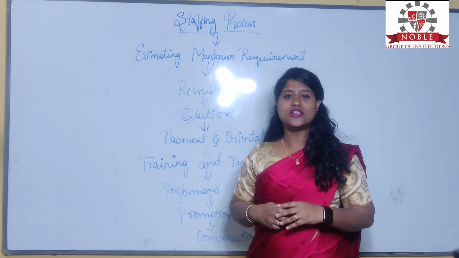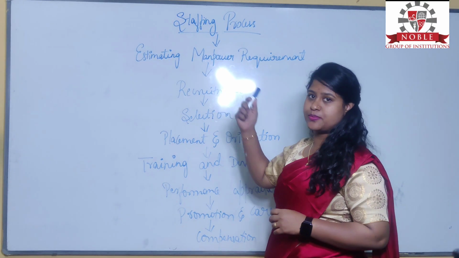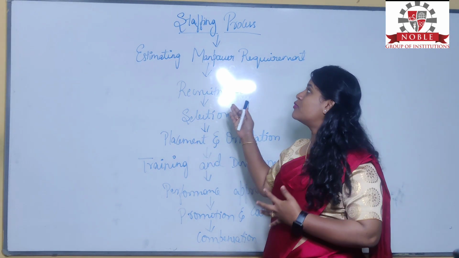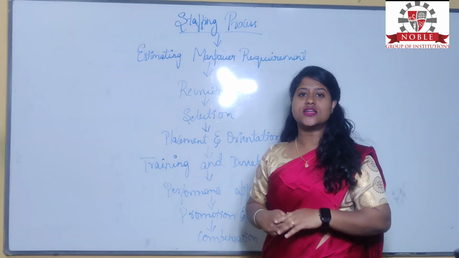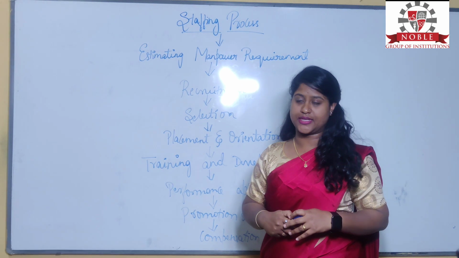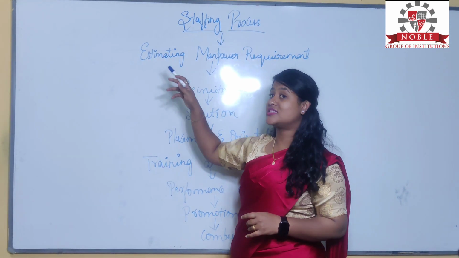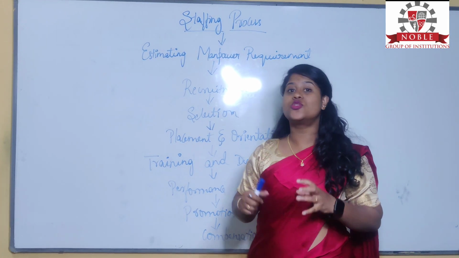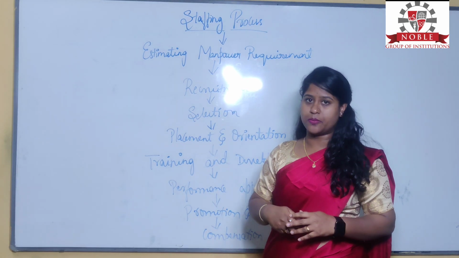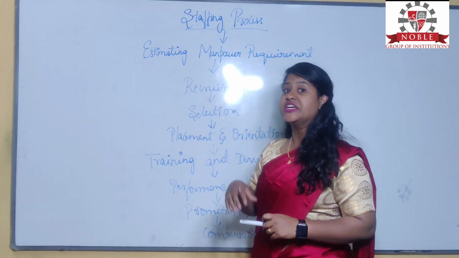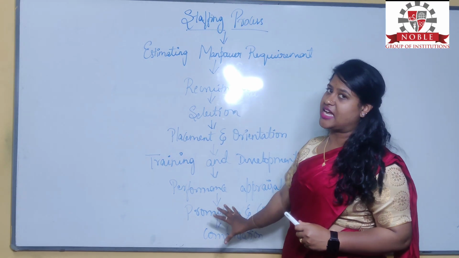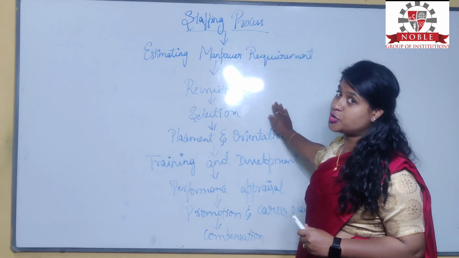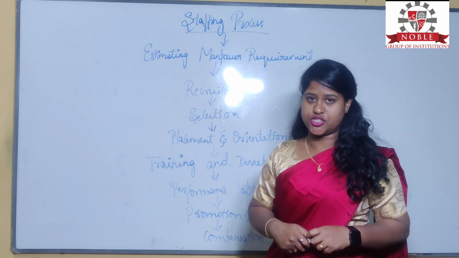Your next important question in 8 marks is the staffing process. This is repeated many times, and this year this question is most expected. First let's see what is staffing. Staffing is choosing the right people for the right job. When you are answering this question, first draw a chart of the staffing process, which will fetch you 2 marks, and then go for an explanation.